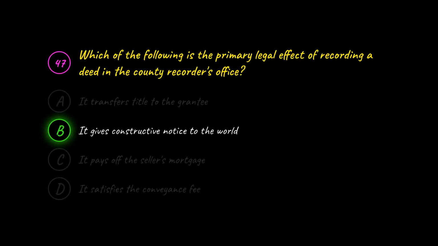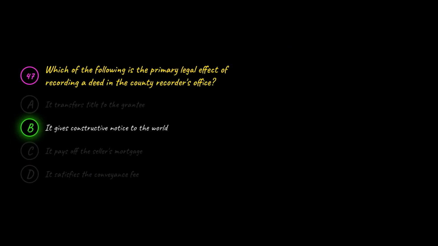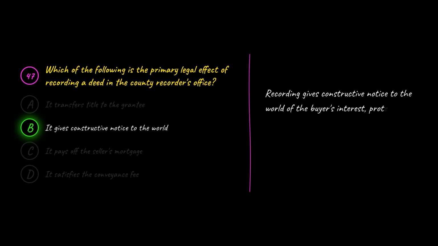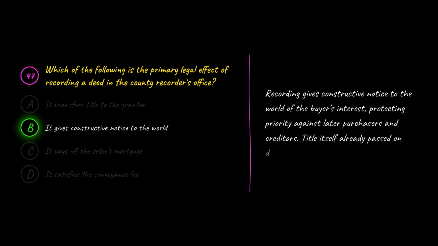The correct answer is B. It gives constructive notice to the world. B is correct because recording gives constructive notice to the world of the buyer's interest, protecting priority against later purchasers and creditors. Title itself already passed on delivery and acceptance, not on recording.